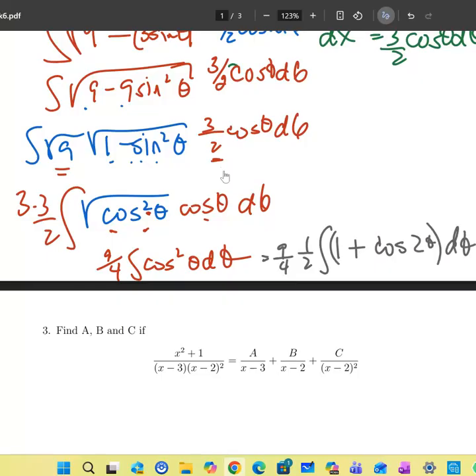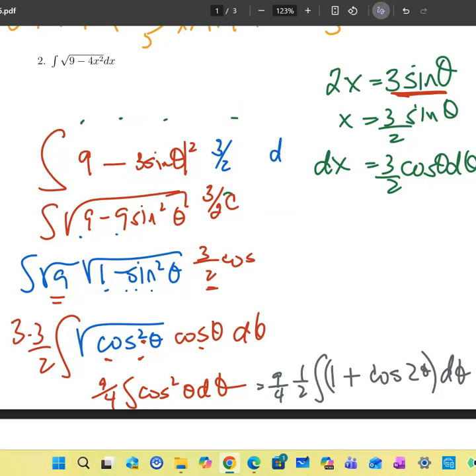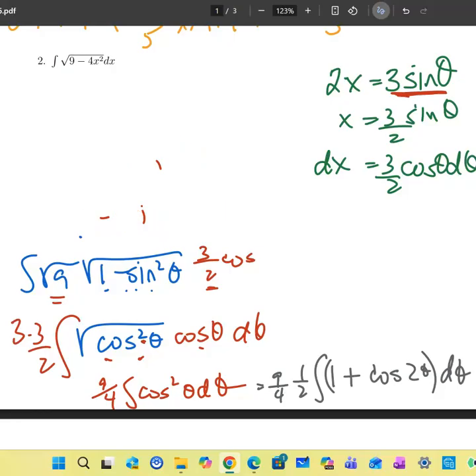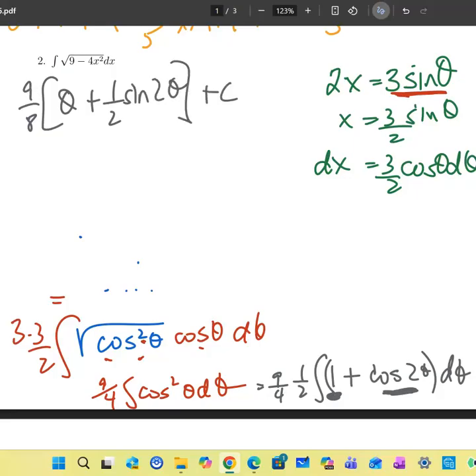Okay, so I'm going to make room and bring it back up here so I can keep it on the same page. I just put in the half angle formula. I haven't taken the antiderivative yet, so let's keep doing that. So I'd have 9 over 8, and then take the antiderivative of 1, that'll give me a theta, plus the antiderivative of cosine of 2 theta using the substitution theorem, plus a c.